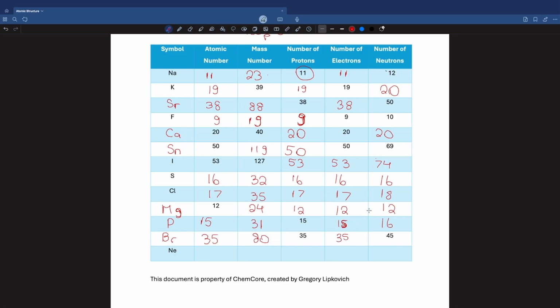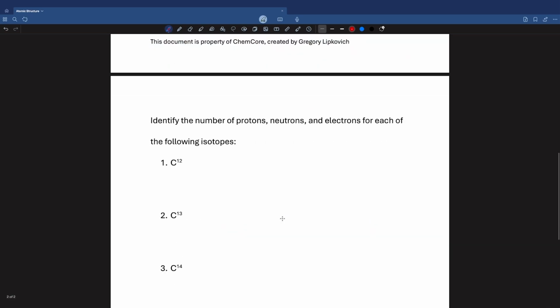Our last and final problem, neon, a noble gas, has an atomic number of 10 and a mass number of 20. And so the number of protons is once again the exact atomic number, which is 10. The number of electrons is, well, neon is uncharged, which means the number of electrons must equal the number of protons, which is 10. And the number of neutrons is the mass number minus the atomic number, which is also 10. Awesome. Let's continue throughout our sheet.